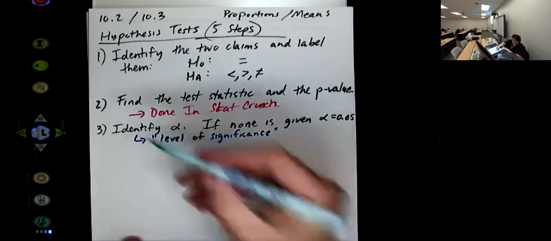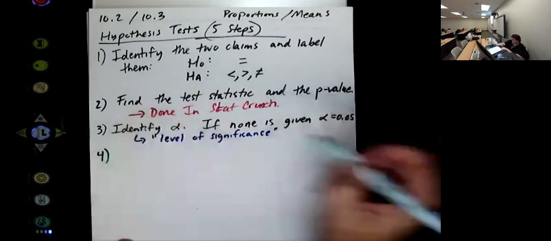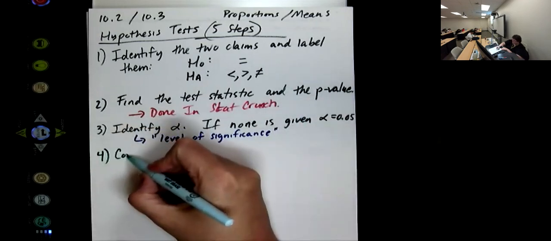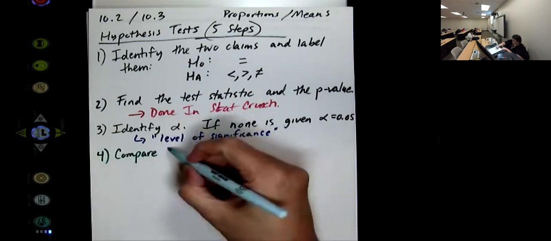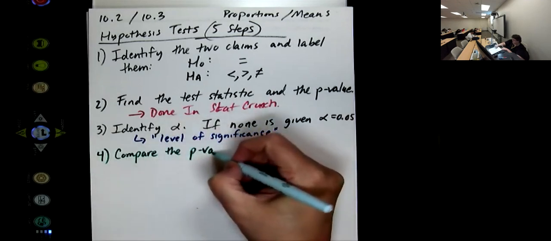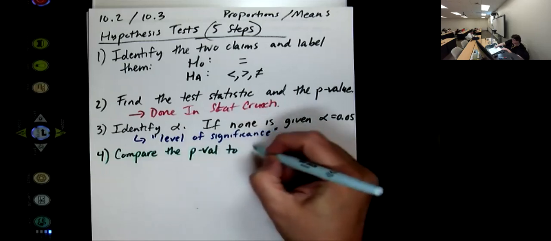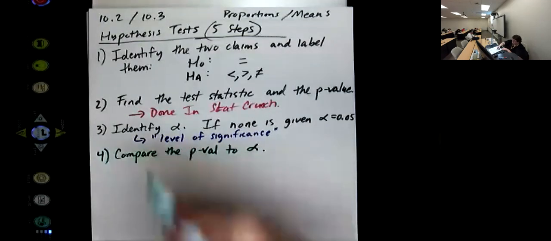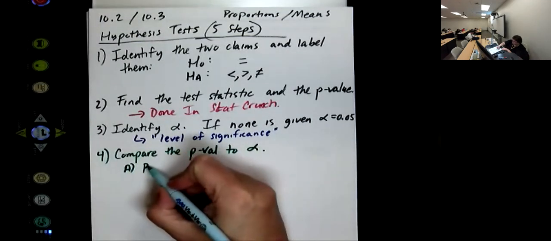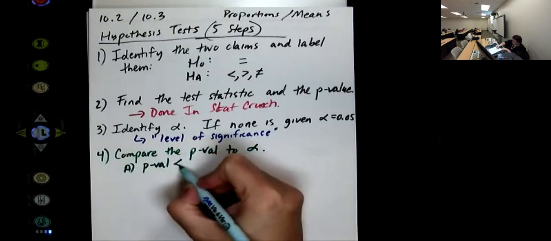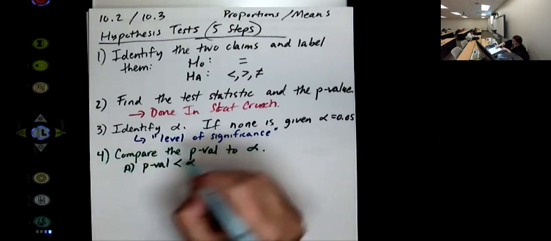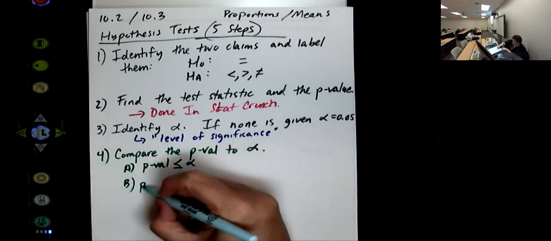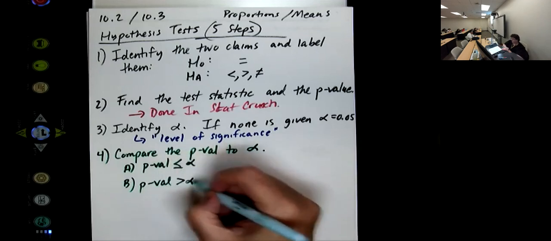Step 4 is really where we actually have to do something on our own other than identifying H0 and HA. We need to compare the p-value to alpha. And you will have two possible outcomes. A, the p-value is less than alpha. Why not? Let's throw in the equal to there. B, the p-value is greater than alpha.